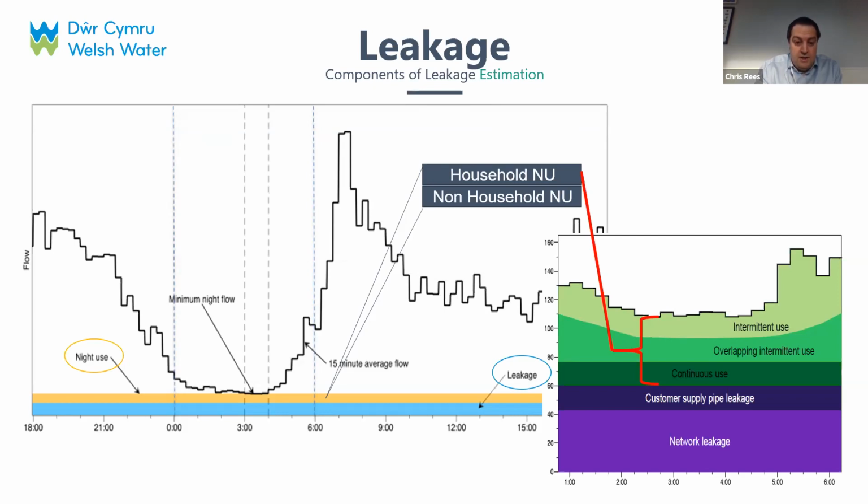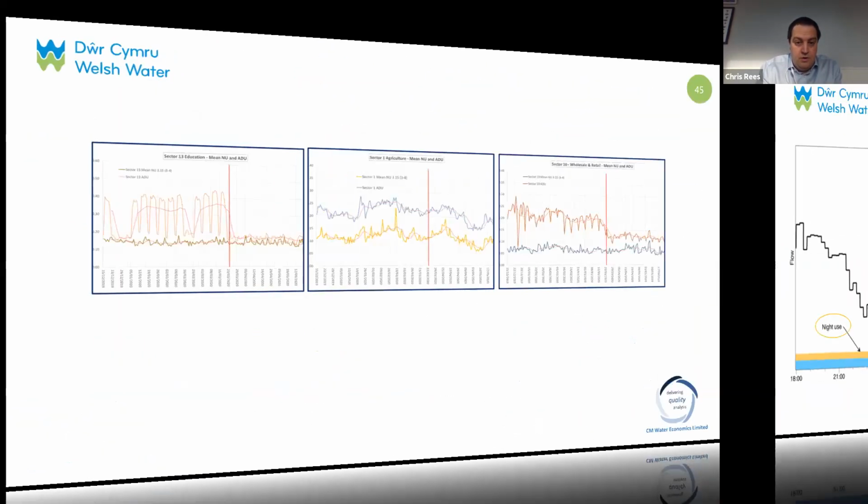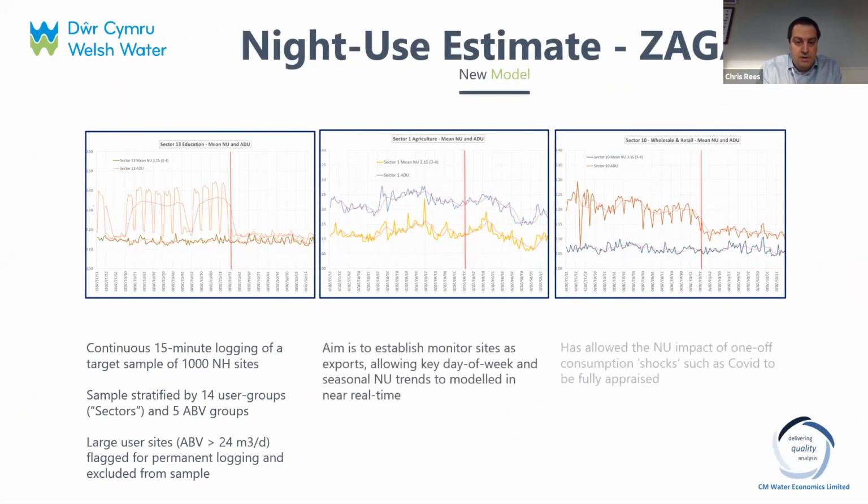So a greater understanding, I guess, of the household night use and non-household night use estimate means that the accuracy of our leakage estimate increases, and so we can deploy our leakage resource more efficiently. I'll just go through the non-household night use element of this first.